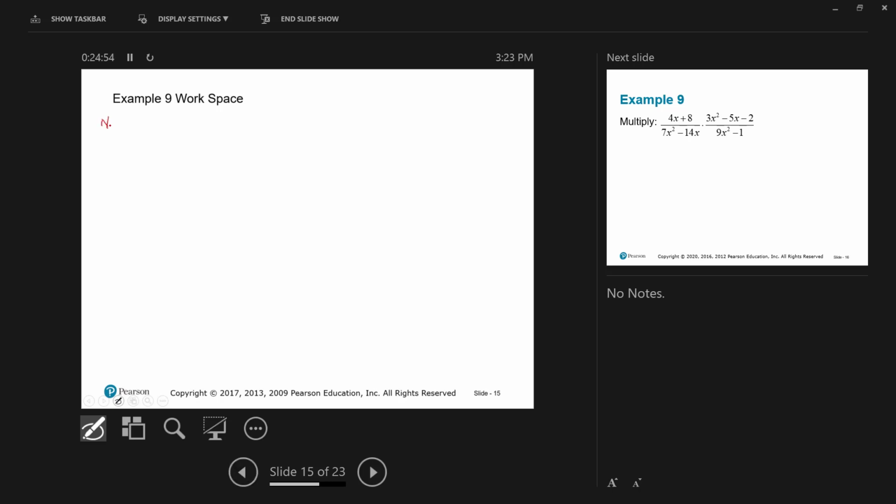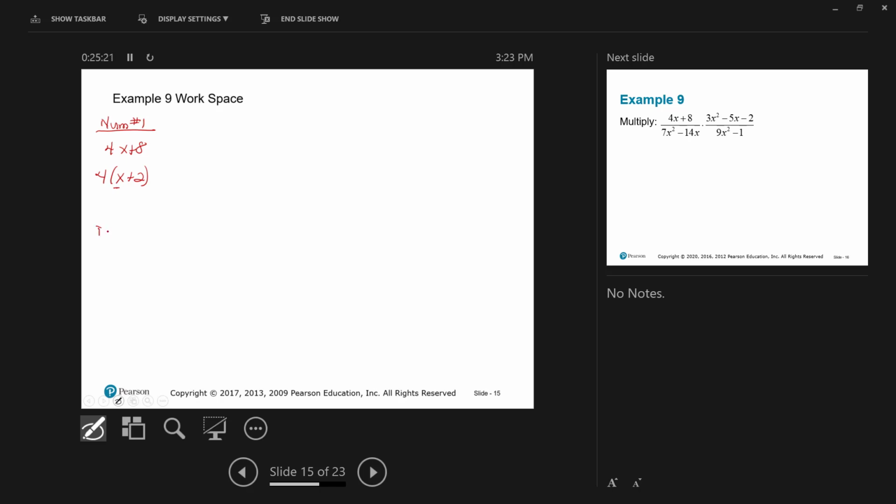So here's numerator number 1. We have 4x plus 8. And the question is, can I factor that? You're right, they have something in common. So we're going to take out that 4, and we're going to be left with x plus 2. Now, does this x have a square? You're right, it doesn't, which means I'm leaving it alone. I'm not going to do any factoring with it. We're leaving it alone. Okay?